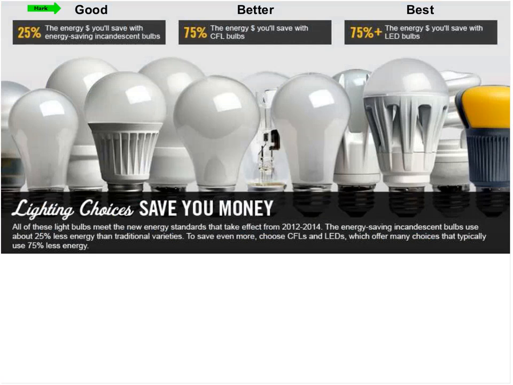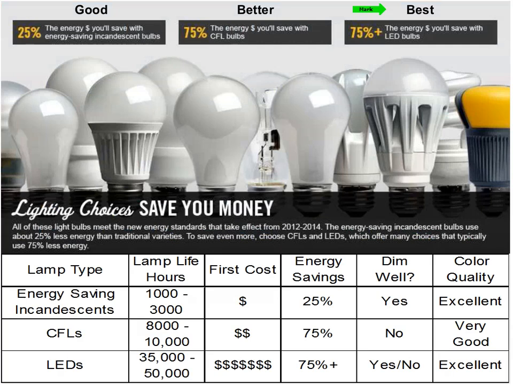Good being the energy-saving incandescent that saves an average of about 25%. Much better for savings is the CFL. And the best is the LED bulb, which saves 75% or more. So I brought up some performance features to help us compare which one of these options we should choose.